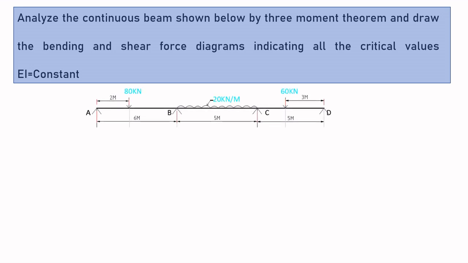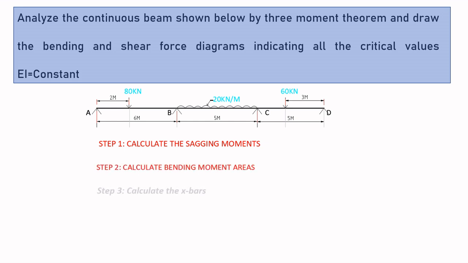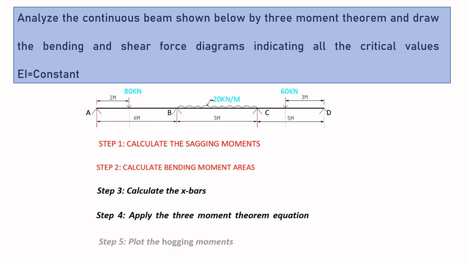theorem. Step 1. Calculate the sagging moments and plot bending moment diagram. Step 2. Calculate the areas of bending moment diagram for sagging moments. Step 3. Calculate the x-bars. Step 4. Apply the three-moment theorem equation and solve for support moments, also known as hogging moments. Step 5. Plot the hogging moments.